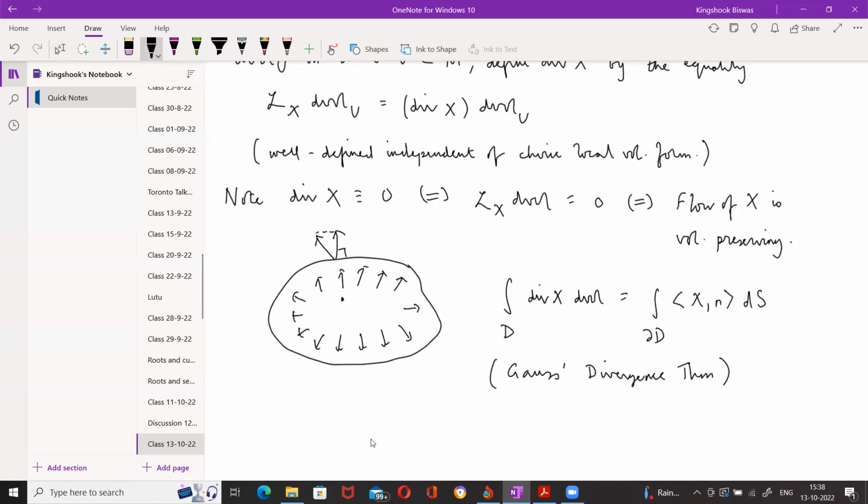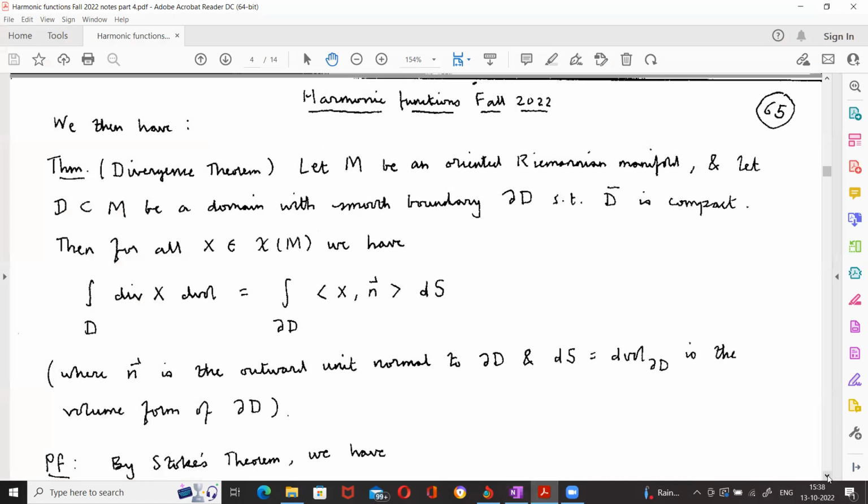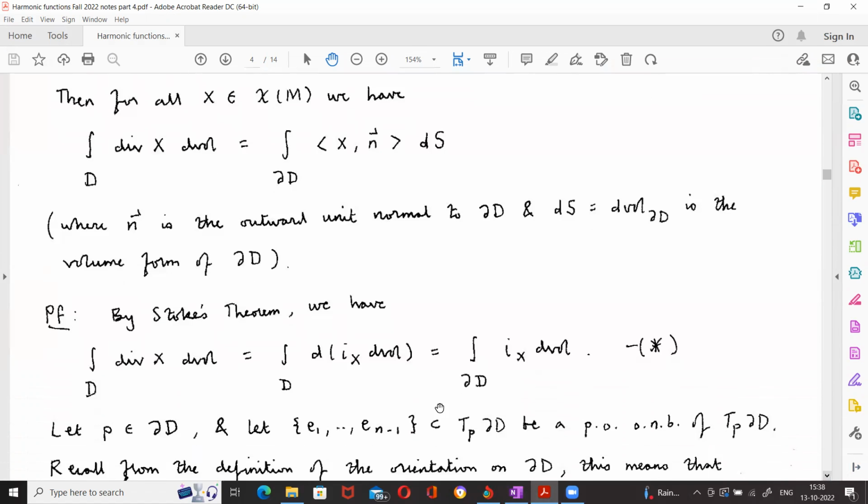Okay, so let's prove this. It will follow just from Stokes' theorem after a little calculation. First of all, by Stokes' theorem, the integral over D of div X d vol, which we've seen by Cartan's formula is the same as d of i_X d vol, is the integral over the boundary of D of i_X d vol.